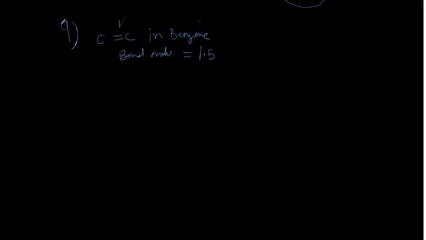If it is partial double bond character, it simply means it is having half of pi character. So 1 sigma and half pi, that is 1.5. So the bond order for this is 1.5. Okay, and see the next question.